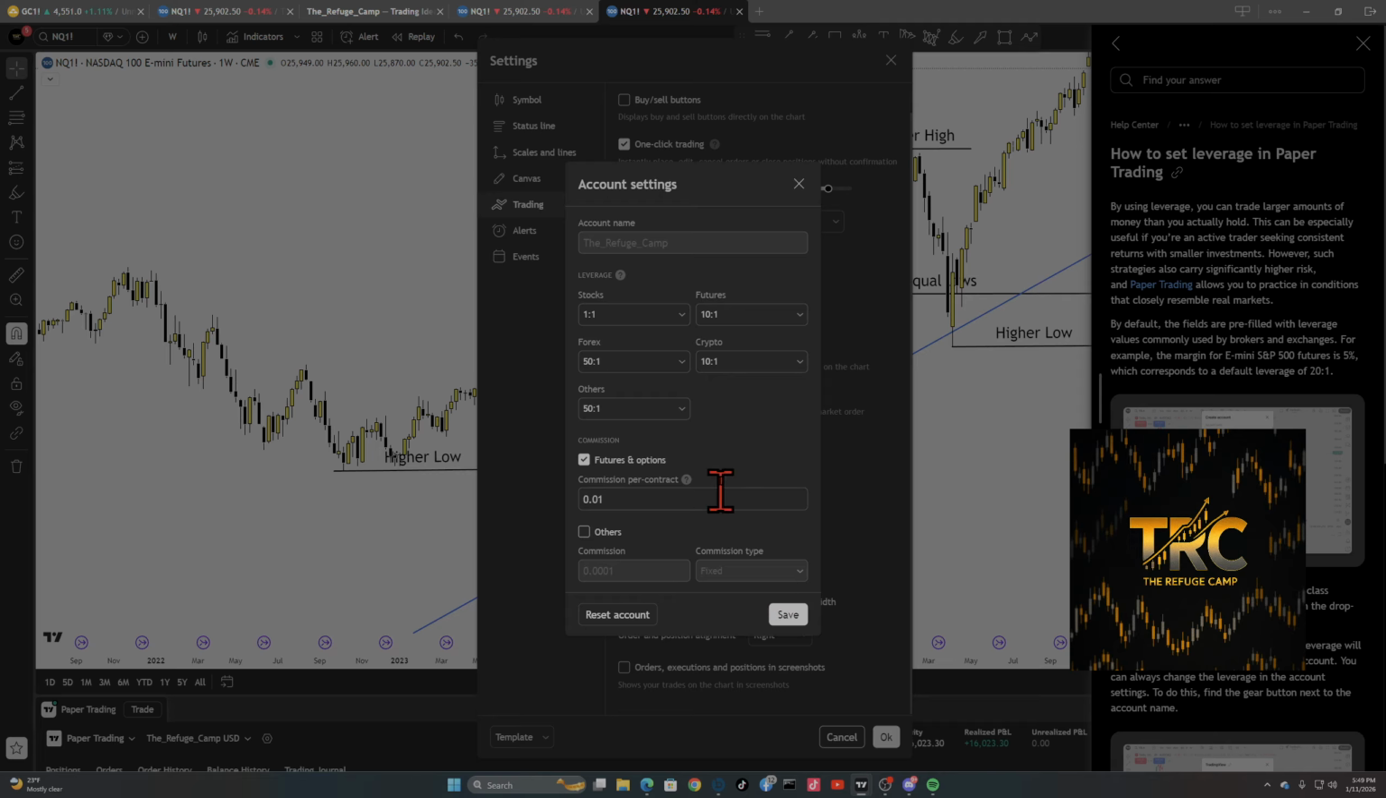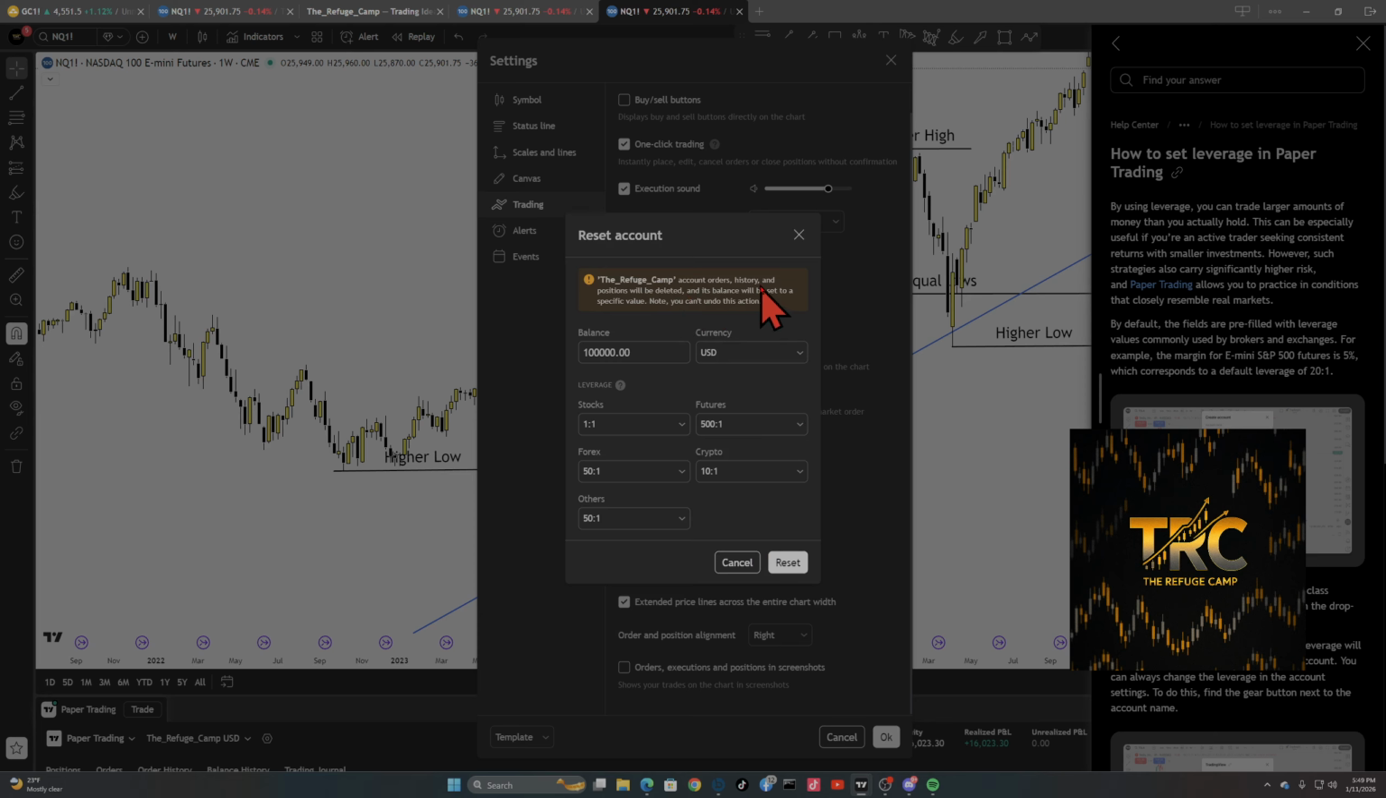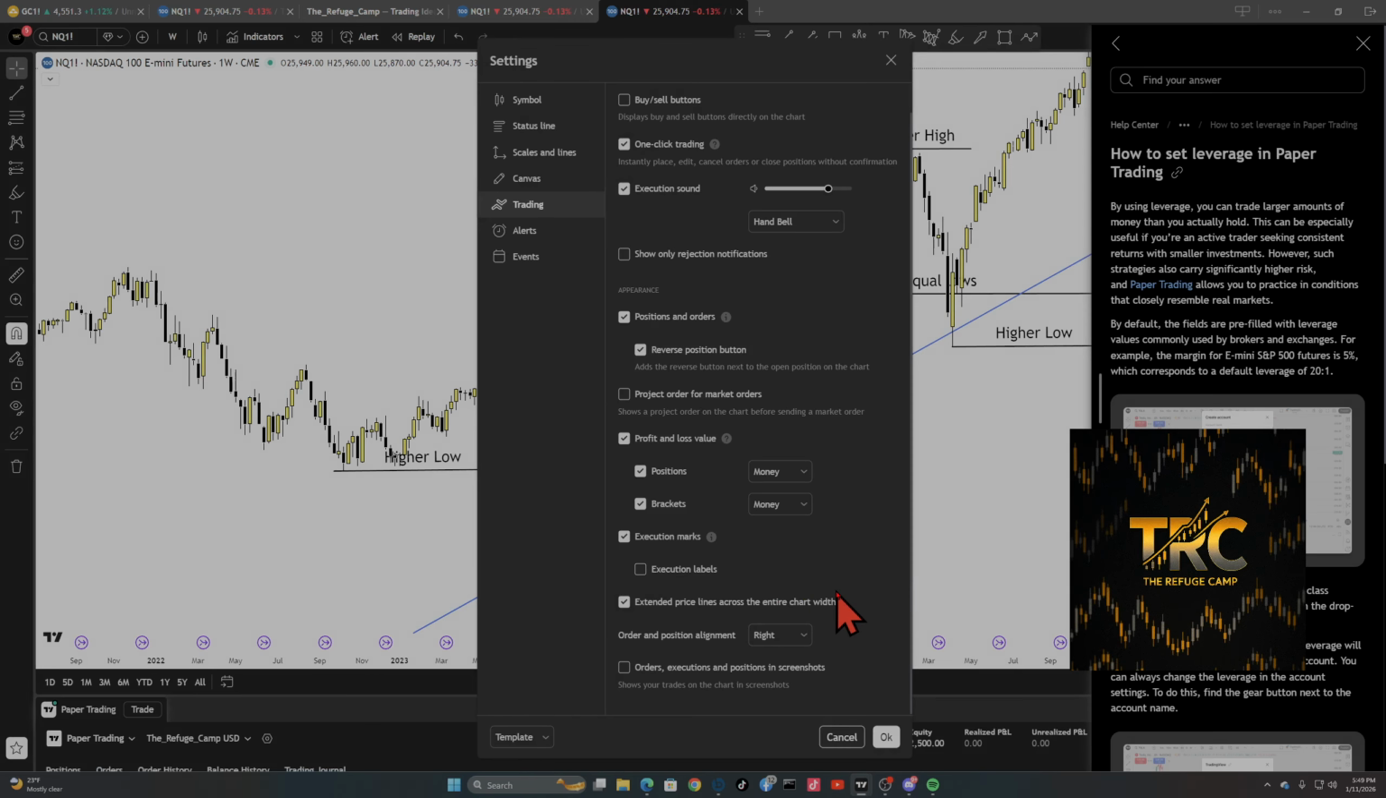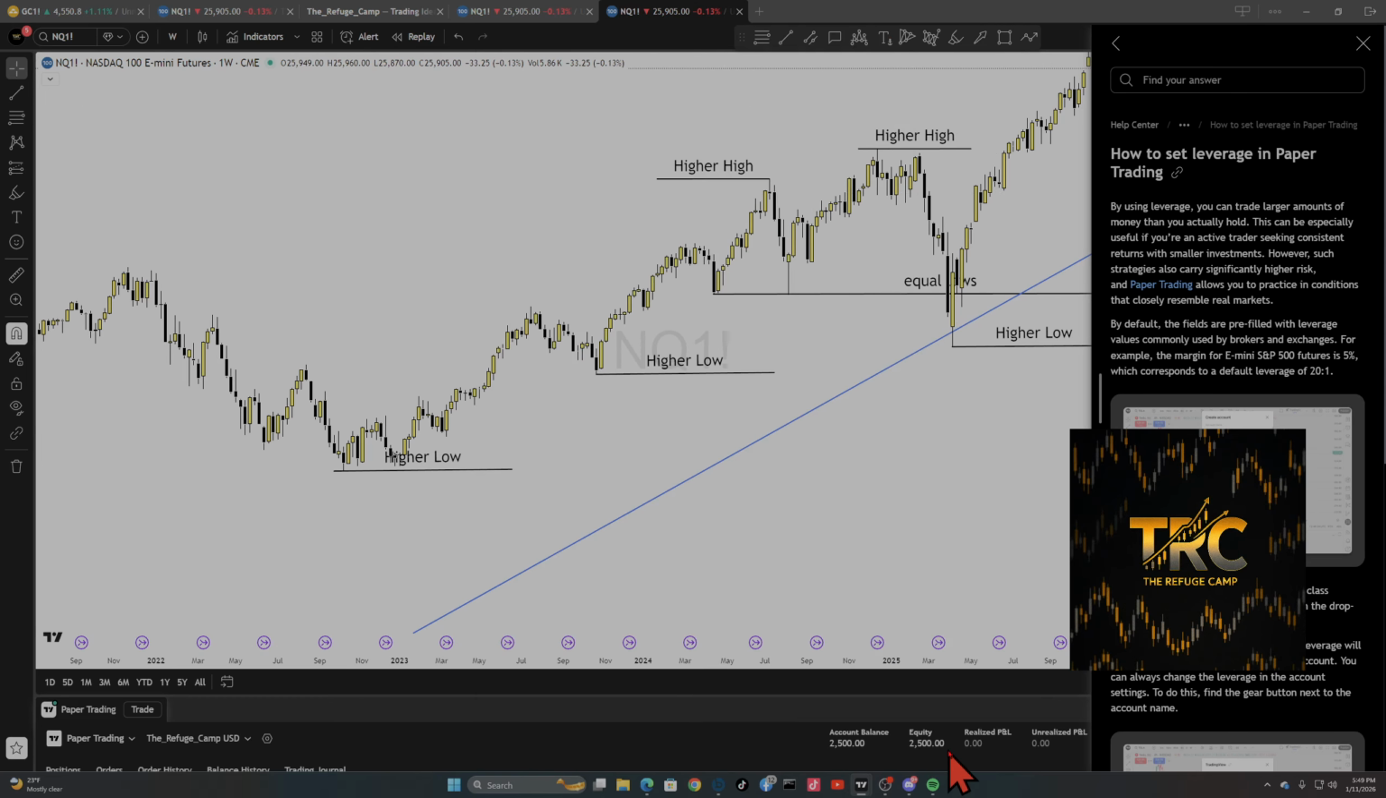So what that does, and if we reset our account, it deletes your balance and everything you've done, right? And gives you this screen. And so what we're gonna do is change this number to 2,500 bucks. Okay? Y'all see how I did that? And if you have 150K, you set it to 3,000 and then just hit reset. Now you have a $2,500 account balance. Okay?